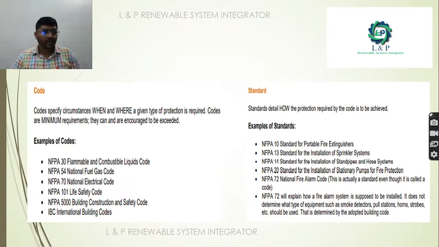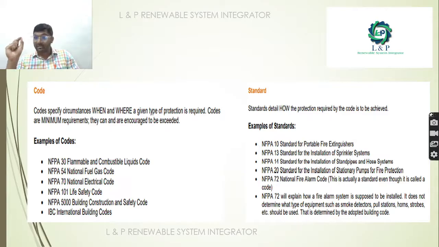Most importantly, when and where a given type of protection is required, codes are the minimum requirements. There are so many codes. For flammable and combustible liquids, there is a separate code, NFPA 30. For fuel gas, there is a separate code, NFPA 54. For electrical, there is a code NFPA 70. All these are codes for the fire alarm system. For life safety, there is a code NFPA 101. For building construction safety, there is a code NFPA 5000. And for international buildings, we have the IBC codes.